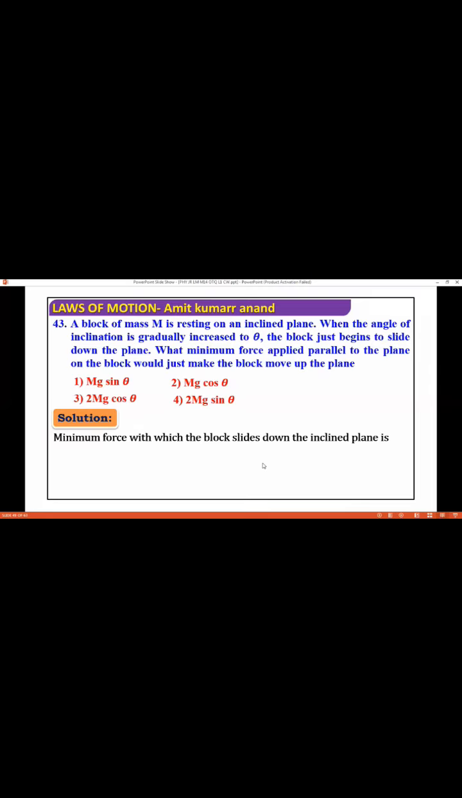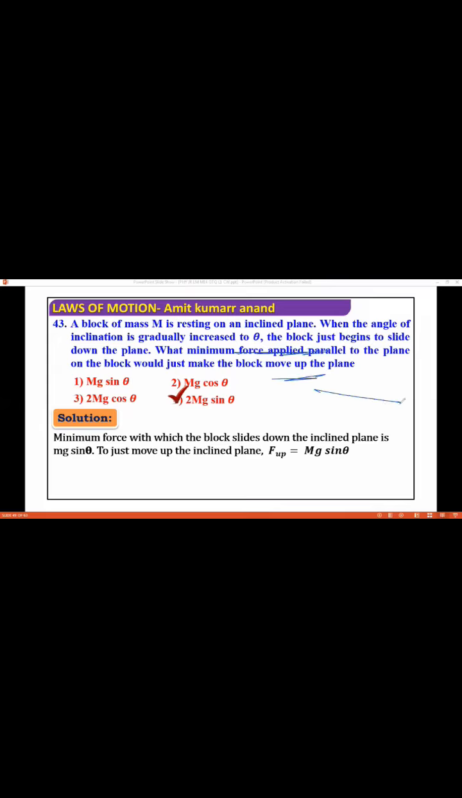The minimum force with which the block slides down the inclined plane is mg sin theta. So obviously, if you are pushing it up, it will come here. See, the question is asking for the minimum force, so you will not go with 2 mg sin theta. The question is asking what minimum force applied parallel to the plane would just make the block move up the plane.